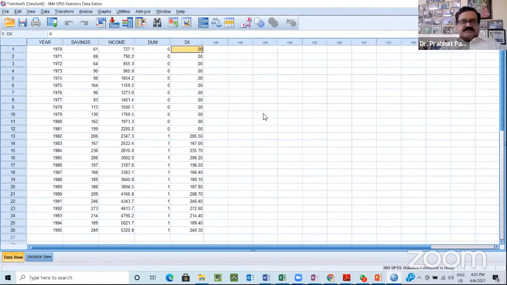Sir, I just have a doubt. When you were defining all this X, Y and all that in your equation, Y was savings, X was income. While you created the interactive dummy DX, you multiplied it with savings. Why? You should have multiplied it with X, right? Income. Why have you multiplied it with savings?